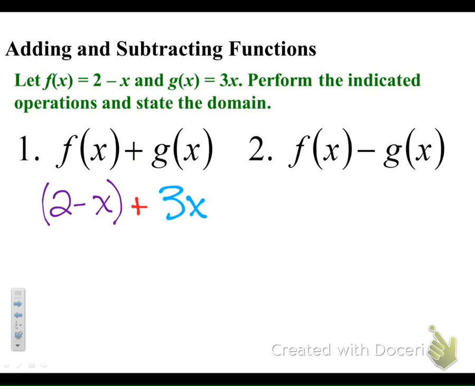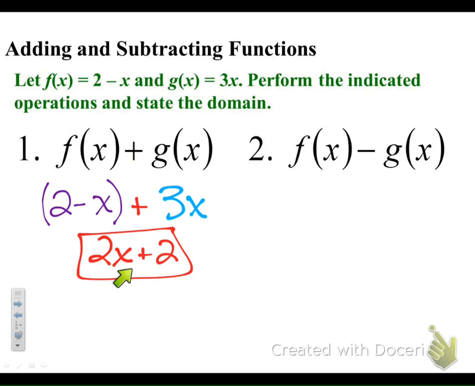I want to see what these two functions are combined. So then adding like terms, what do we get here? I have a negative x plus 3x. And notice how I'm not distributing anything. There's nothing outside parentheses except a 1. So negative x plus 3x, we get 2x plus 2.